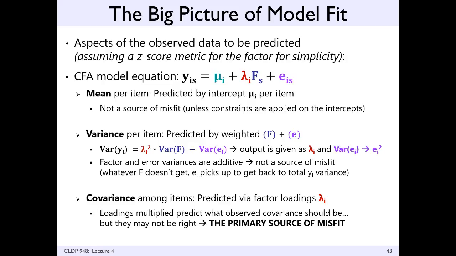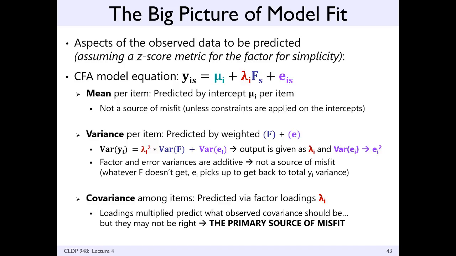So the things that the model has to find when it's being estimated are the parameters. So we have the mean per item going in, and the intercept comes back out. We have the variance per item going in, and what comes out is residual variance plus the contribution of the factor. So the loading dictates how much of the item is due to the factor versus error. It's the unstandardized loading squared times the factor variance. That gives you the factor part. And then E-variance, residual variance, picks up whatever is left to get back to the original item variance that we know in the data.